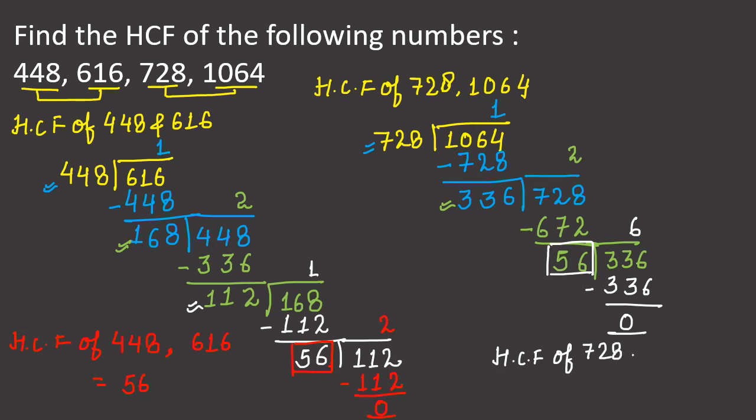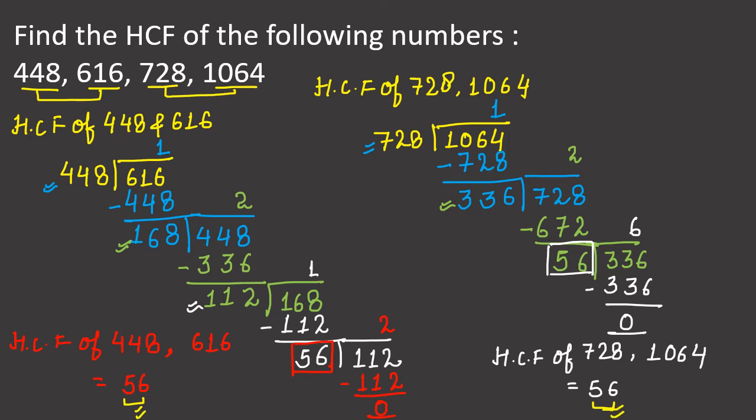But we have to find out the HCF of all the four numbers together. So what we will do in the last step, we will find HCF of first two numbers and the HCF of last two numbers. This 56 and 56, these are the HCF of first two numbers and last two numbers. In the third step, again we will find out HCF of these two numbers. Here in this case both the numbers are same, therefore you will get the HCF of all four numbers also 56.